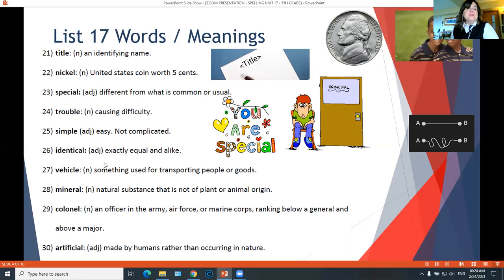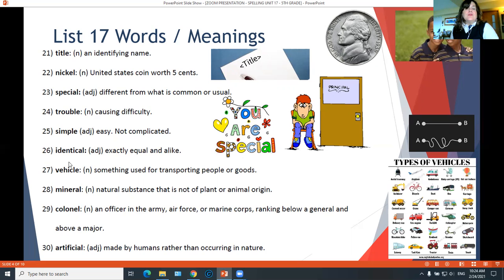Identical. Identical means exactly equal and alike. For example, in the picture we have identical twins. Okay, they are exactly alike and equal. Number 27, vehicle. Vehicle is something used for transporting people or goods. It can be a helicopter, a bus, a train, a bicycle, even a baby carriage. Here you have a lot of different types of vehicles.